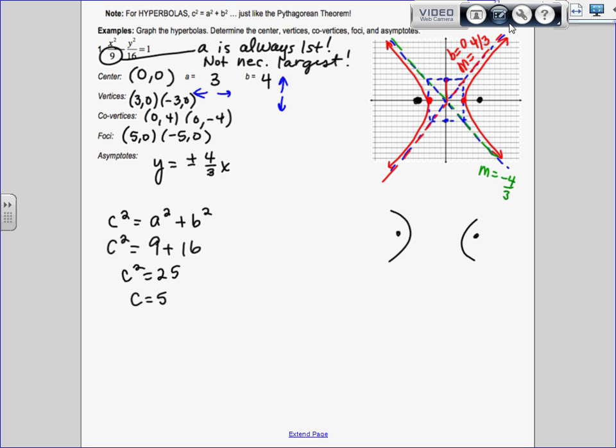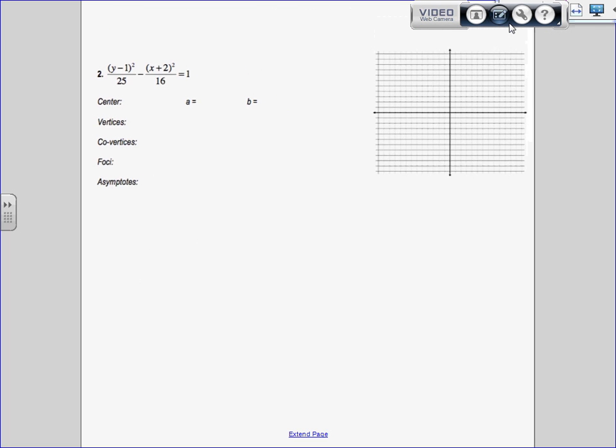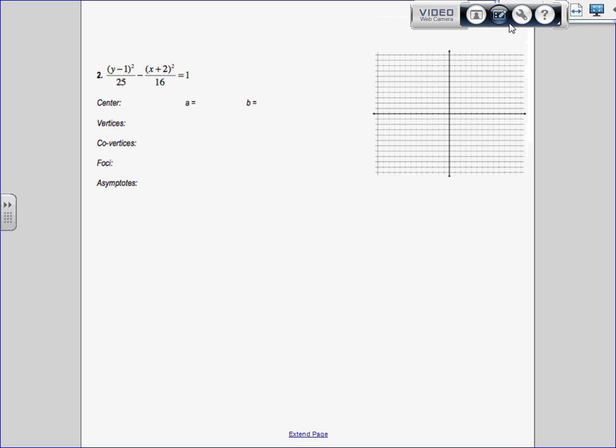So they're not always centered at 0, 0. That's where it's really easy. Everything's symmetric. Sometimes they're shifted a little bit, so let's do one where it's been shifted. Okay, so this one we have centered. We have an h and a k value that's not 0, 0. So where is it centered?